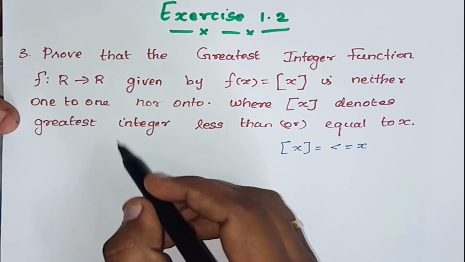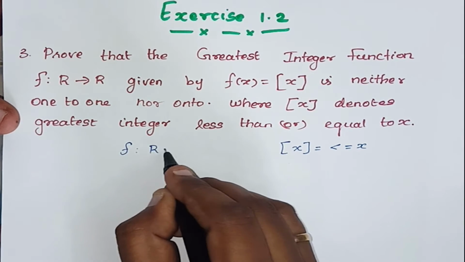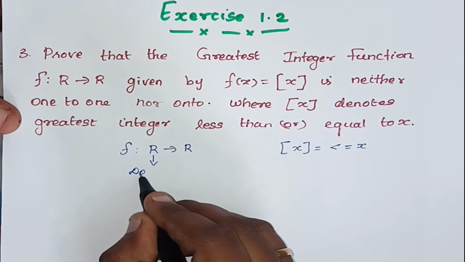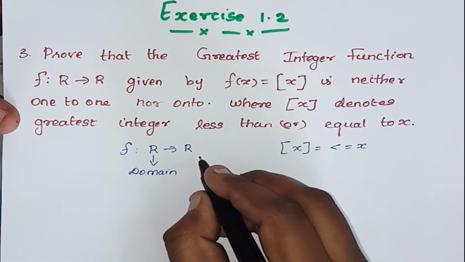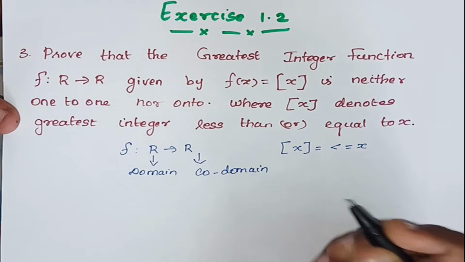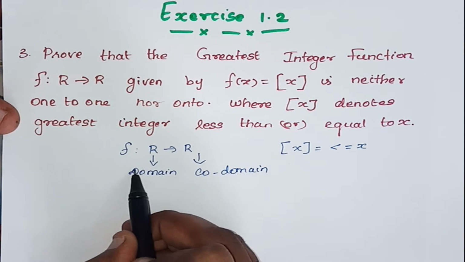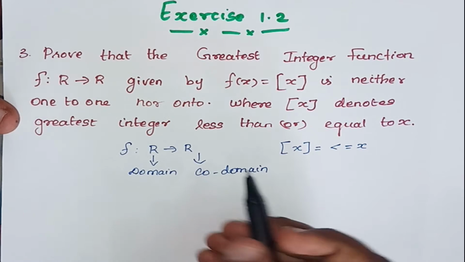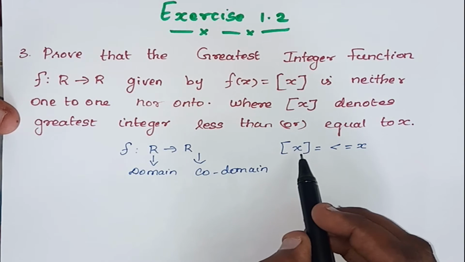Here the function is given as R to R. What is meant by this R? This R is the domain, and this R is the codomain. R is nothing but the real numbers, right? So the domain is all real numbers, and the codomain is all real numbers. So what do you mean by the square bracket of x?